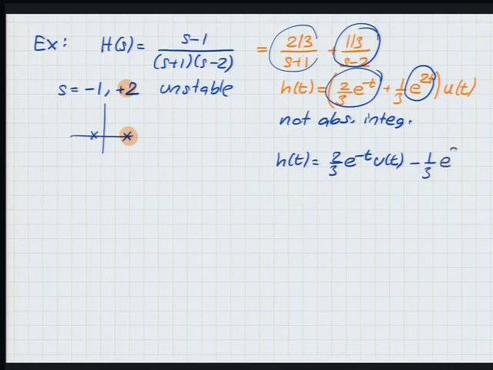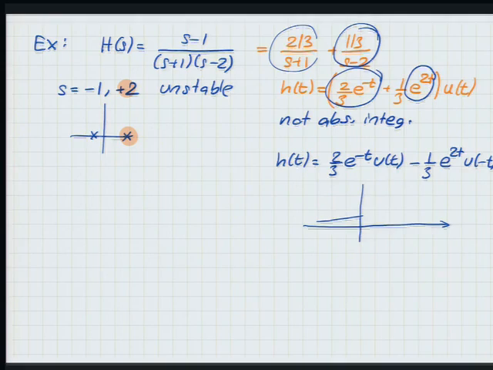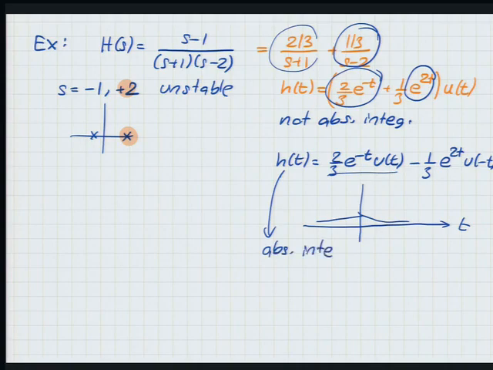-1/3 e to the 2t u of negative t. Now that's an interesting signal. For although it's e to the 2t, this is only valid for negative times. So e to the 2t looks like this. It's exploding for positive t, but then we kill it after time equal to 0. And then on the right-hand side, you would have this term for positive t. So both sides are exponentially going to 0. So this candidate is actually absolutely integrable, because from both sides it's going exponentially to 0.